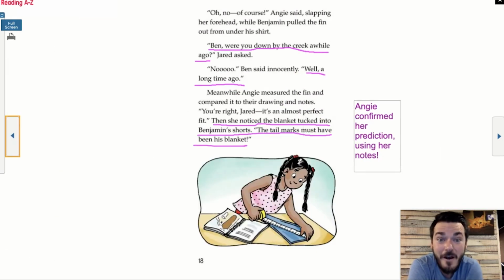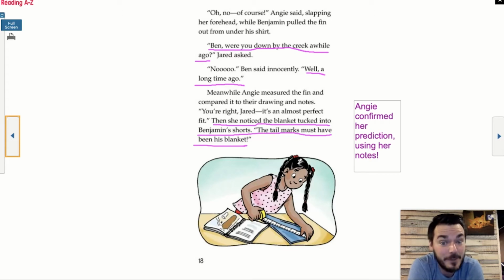"Oh, no, of course," Angie said, slapping her forehead while Benjamin pulled the fin out from under his shirt. "Ben, were you down by the creek a while ago?" Jared asked. "No," Ben said innocently. "Well, a long time ago." Meanwhile, Angie measured the fin and compared it to their drawing and notes. "You're right, Jared. It's an almost perfect fit."